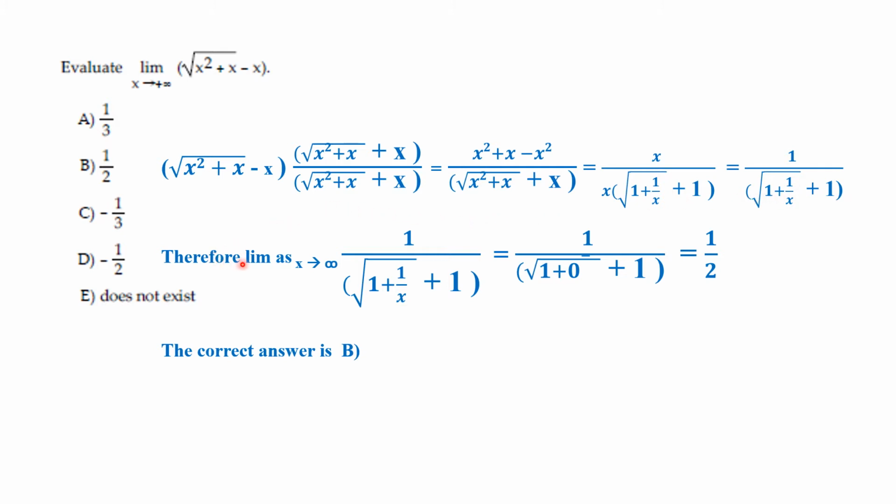Therefore, limit as x goes to infinity of 1 divided by square root of 1 plus 1 over x plus 1. Of course, when x approaches infinity, then this term will be equal to 0. So it's the square root of 1 plus 0 plus 1. So if we do the math correctly, that's going to give us 1 over 2. Therefore, the correct answer is B.